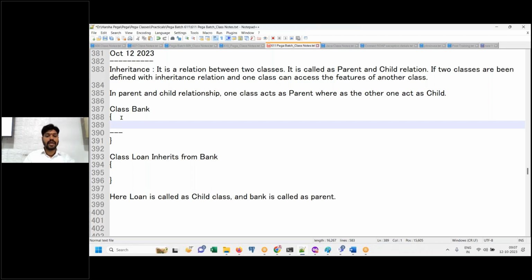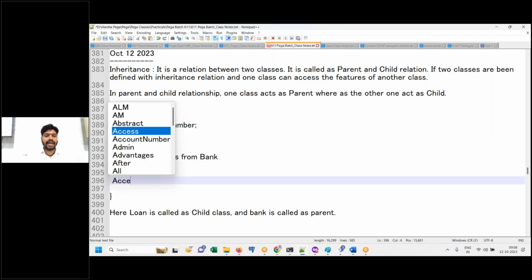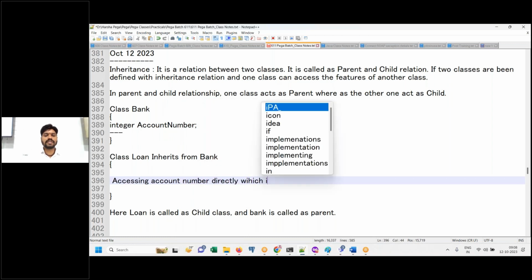Loan amount. User ID. Let's say integer. Integer, I'll write down for your better understanding. Integer account number, I'm writing. See, this class can access here. Accessing account number directly, which is there with the parent.